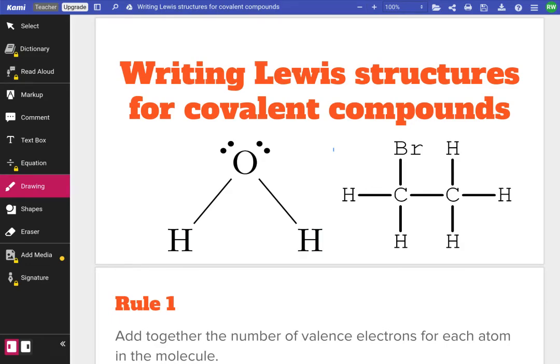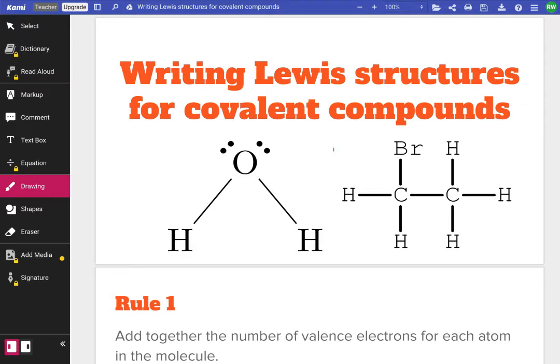Hello guys, this is the lesson that is going to walk you through the rules for how to write Lewis structures for covalent compounds. So you listened to the lesson yesterday and it talked about how covalent bonds that form covalent compounds are different than ionic bonds. And they're different mainly because they share valence electrons instead of transfer them.